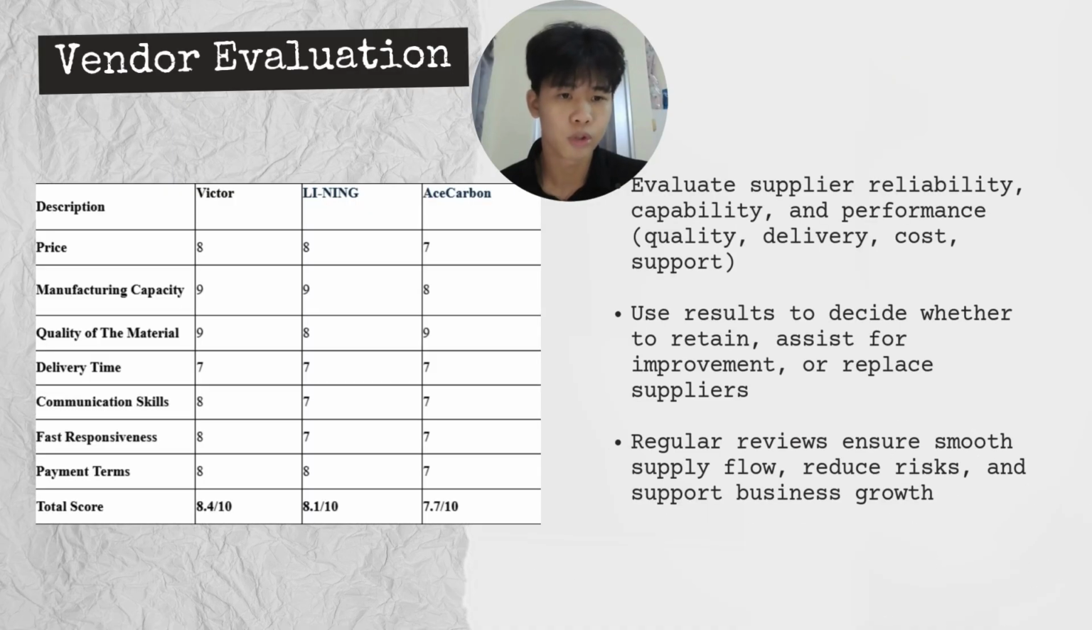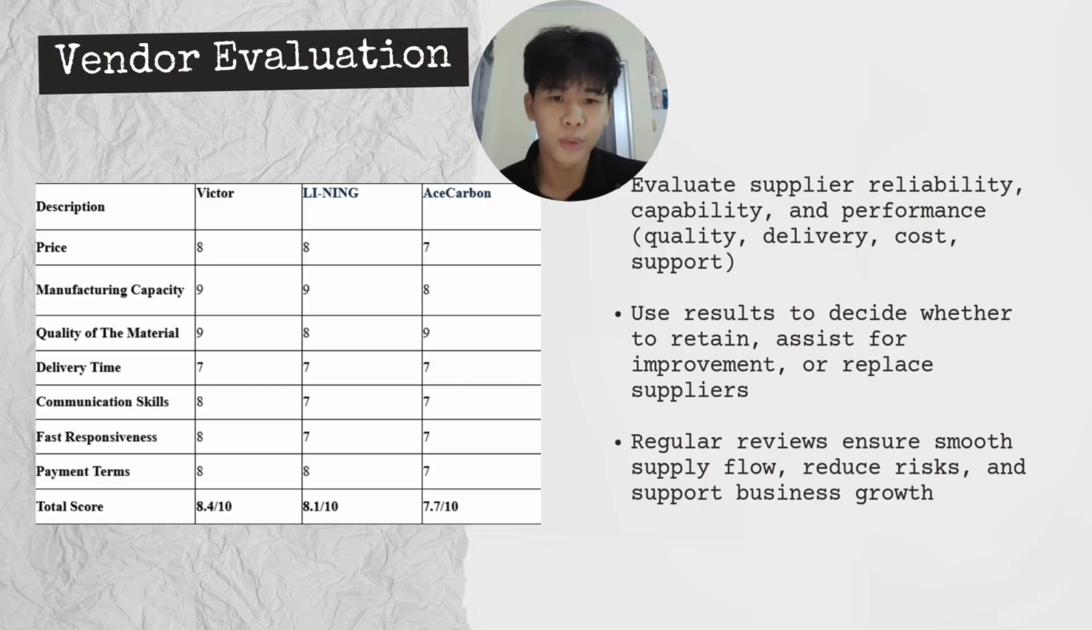For the vendor evaluation, we need to evaluate the supplier's reliability, capability, and performance. Inside the performance, there are also quality, delivery, cost, and support. So we use the result to decide whether to retain, assist for improvement, or replace the supplier. And regular review can ensure a smooth supply flow, reduce the risks, and support business growth.